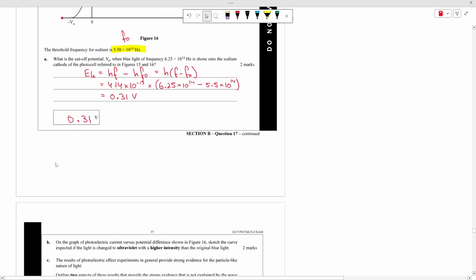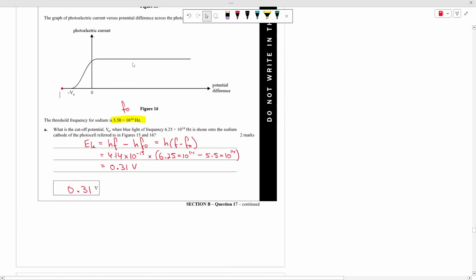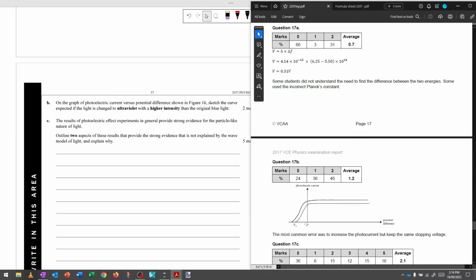Then because it's being shone at a higher intensity, that means there's more photons hitting the cathode, and so more photons means more electrons ejected, which means higher current. So your graph's going to look something like this. The higher current goes up there, and you've also got a higher stopping voltage. That's what I predict. Let's see if that's the case. That's what they're expecting. Yes, they're expecting that. There you go. So I hope my explanation made sense for that one.